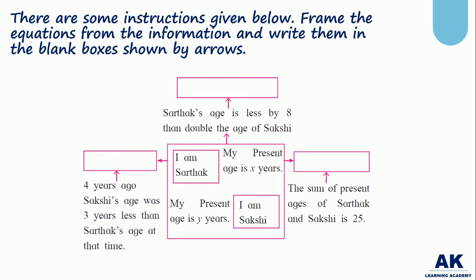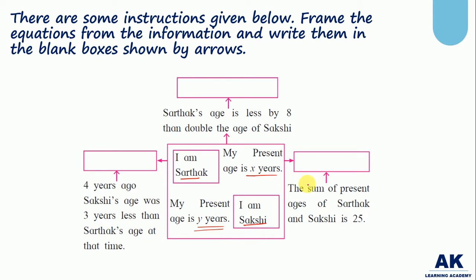Two persons are given, one is Sarthak and another is Sakshi. The present age of Sarthak is X years and the present age of Sakshi is Y years. The first condition is that the sum of the present ages of Sarthak and Sakshi is 25. The present age of Sarthak is X, and the present age of Sakshi is Y years.